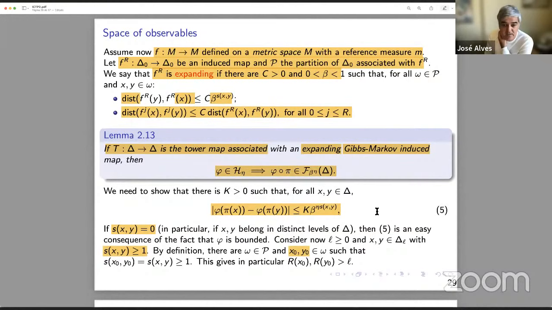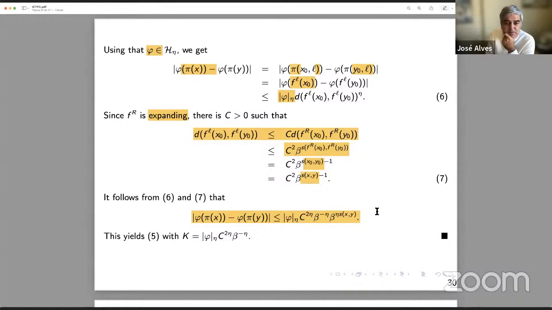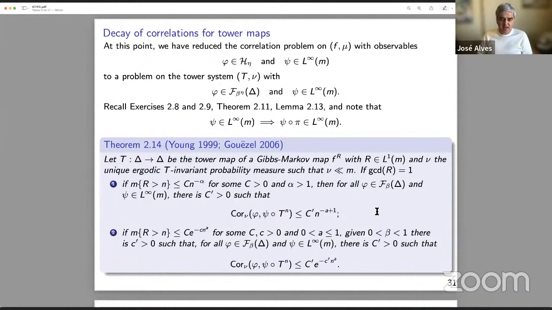So we have proved another part that I said would be important. Let us recall what we have, and take stock of the situation. At this point, we have reduced the correlation problem. We want to solve this correlation problem for these dynamics, F being a smooth map defined on a Riemannian manifold, mu being an SRB measure. We will consider observables phi in the space of Holder continuous maps, and psi in L infinity.